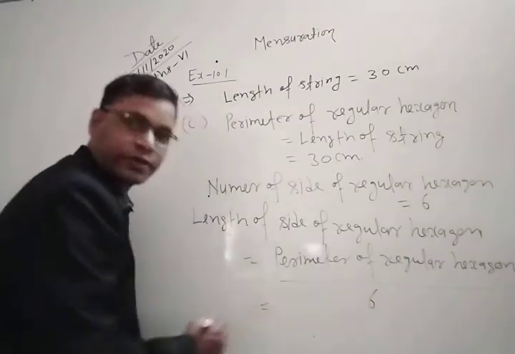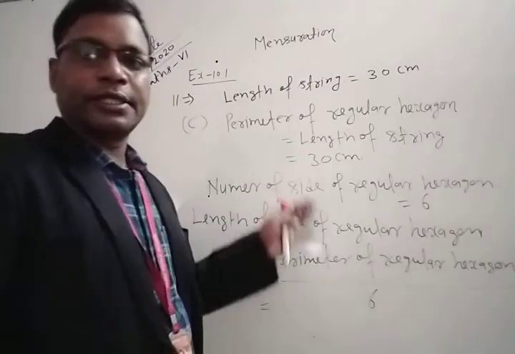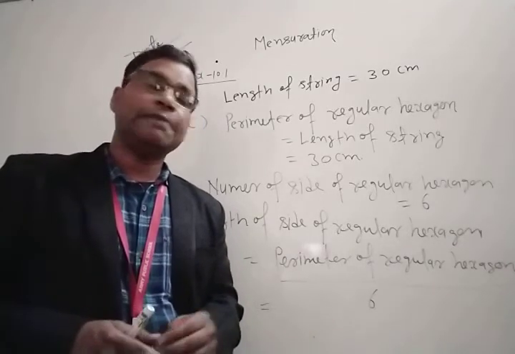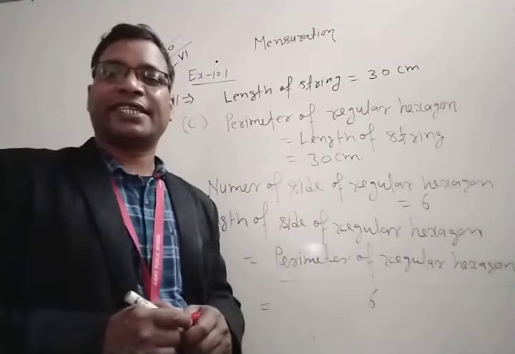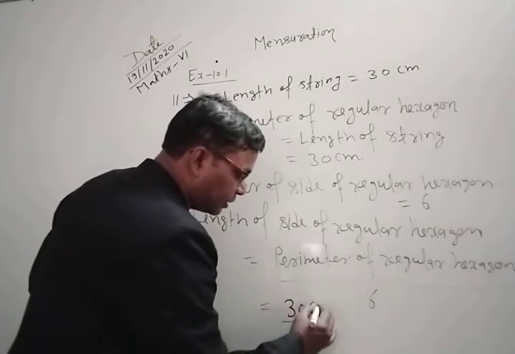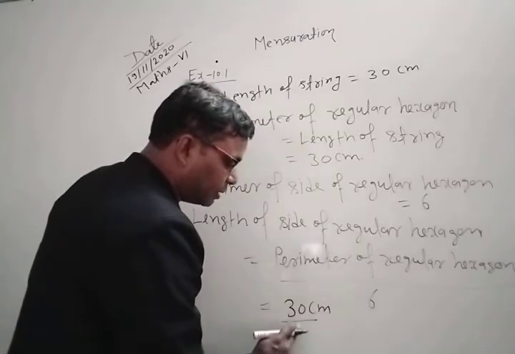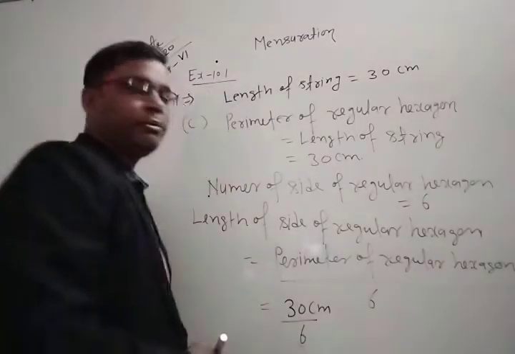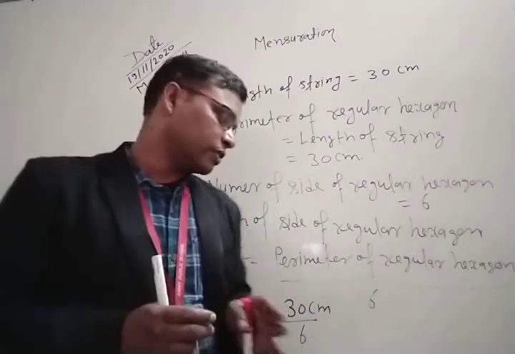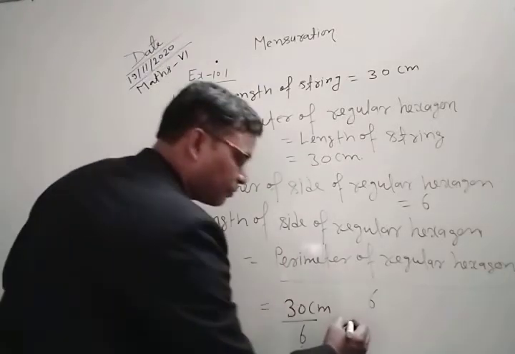So you can see what the perimeter of the regular hexagon is. This is given as 30, because this is the length of the string, and this regular hexagon is made by this string. So the perimeter of the regular hexagon is 30 centimeters. Okay, so you can write here 30 centimeter divided by 6. Why do we divide the perimeter by 6? Because in the regular hexagon the number of sides is 6. When you divide it, then you obtain 5 centimeter.